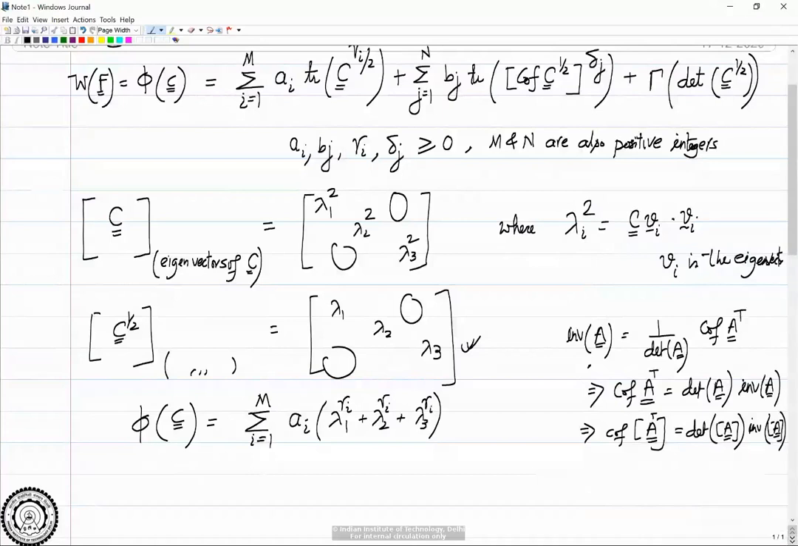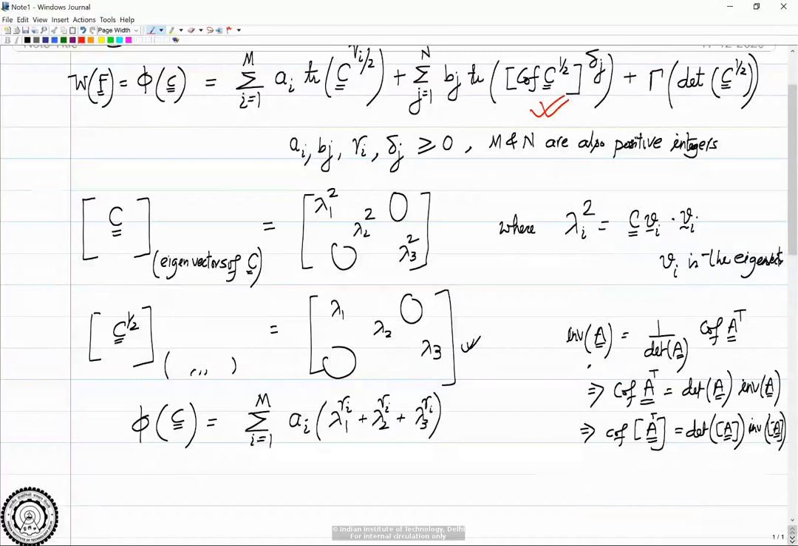Okay, so what do you think the second term is going to become? So cofactor of C to the power half, where C to the power half is a diagonal matrix in the coordinate system of eigenvectors. What will be its cofactor? You have to do determinant of that matrix multiplied by inverse of the matrix. And inverse of a diagonal matrix is nothing but just the inverse of the diagonal entries.